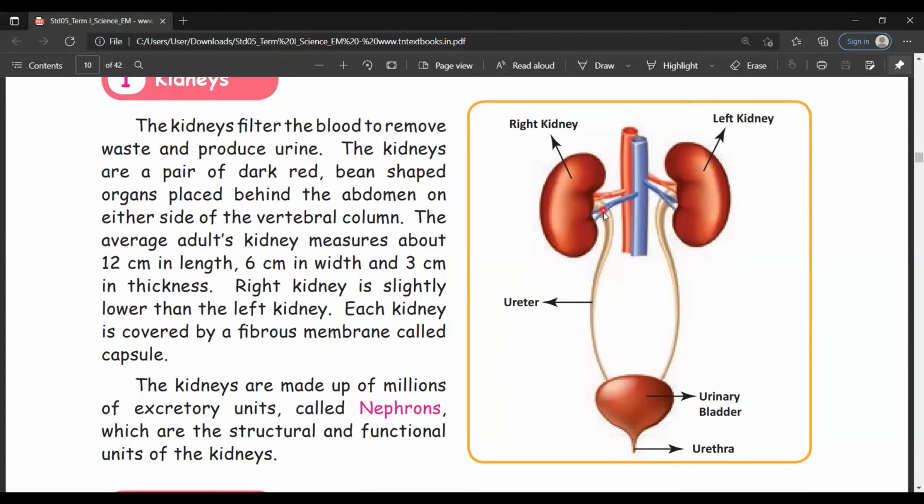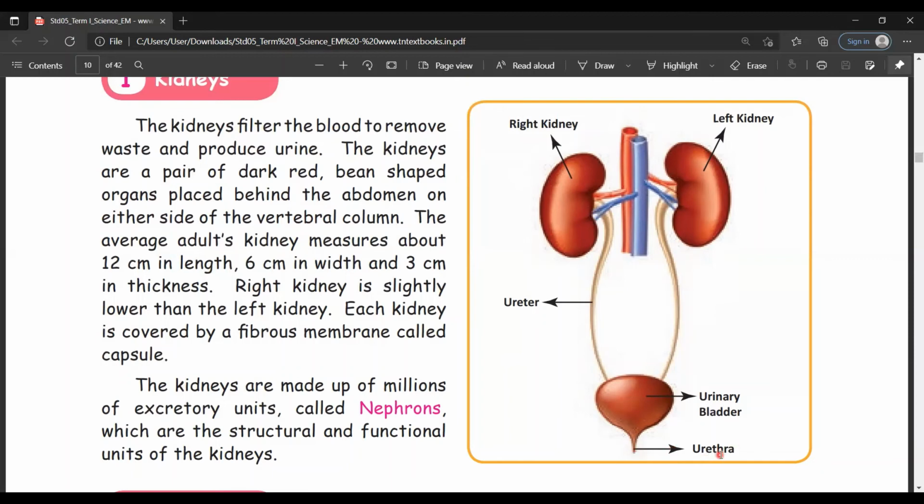through this ureter, the collected urine passes to the urinary bladder. There are two ureters. So after the urine is collected in the kidney, what happens? Through this ureter, it is collected in the urinary bladder. So the urinary bladder is sac-like, and it is the temporary storage organ of urine. And the urine is expelled through this opening called the urethra.